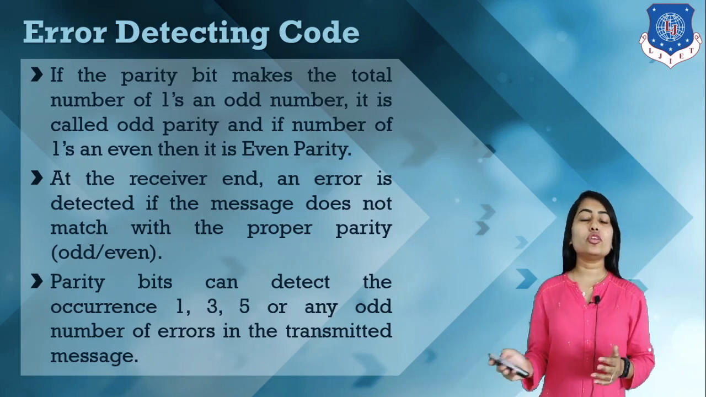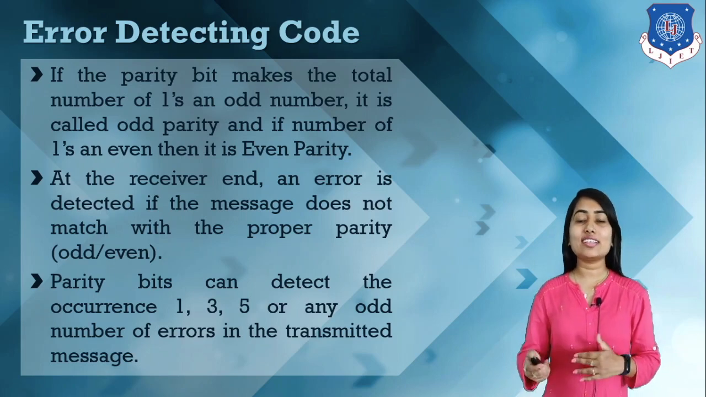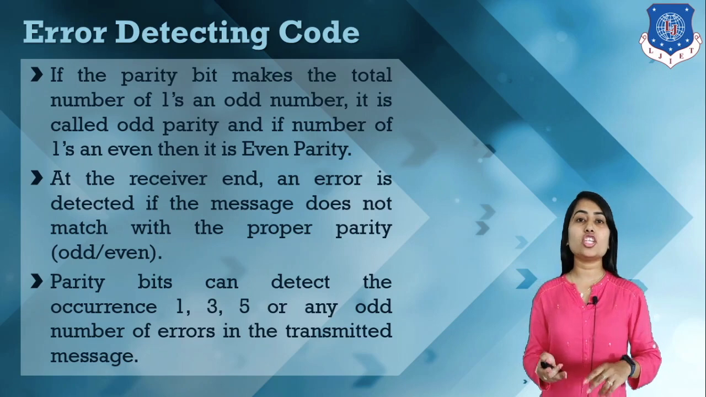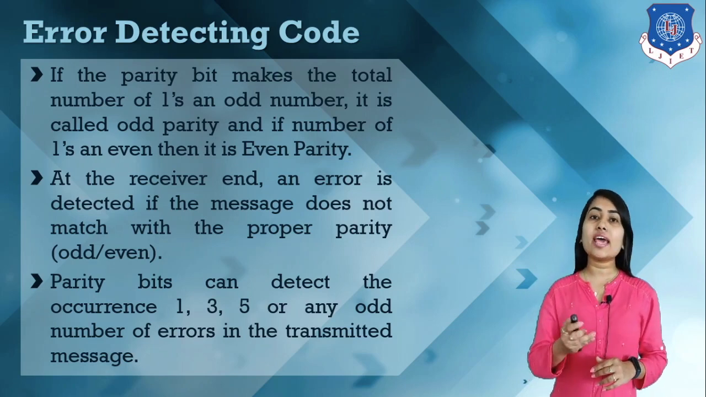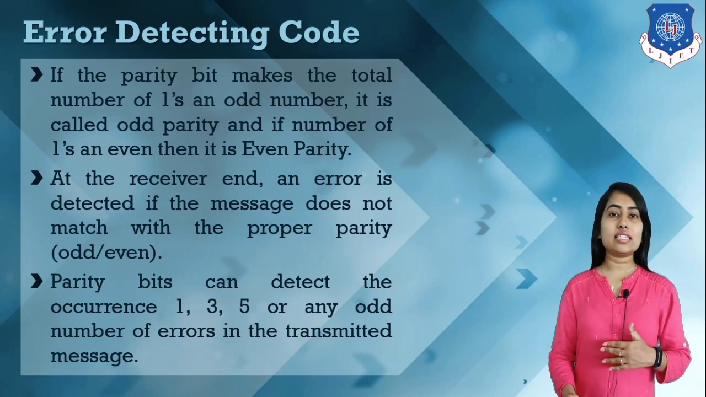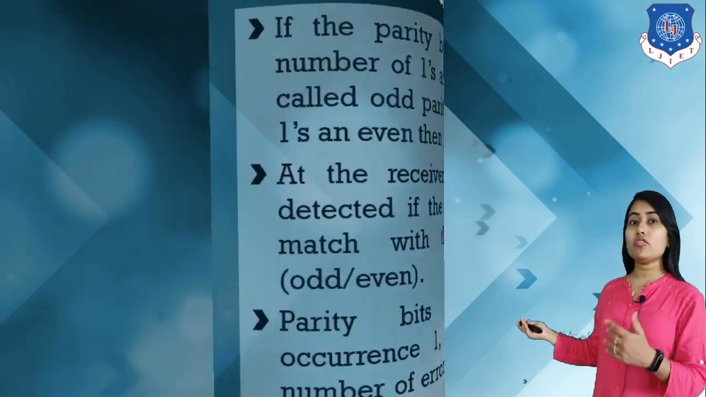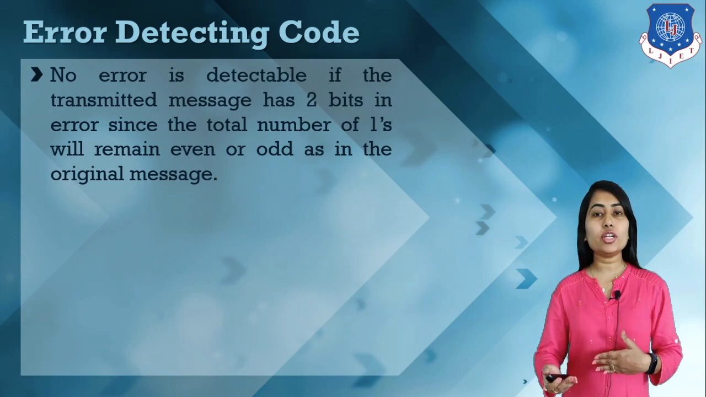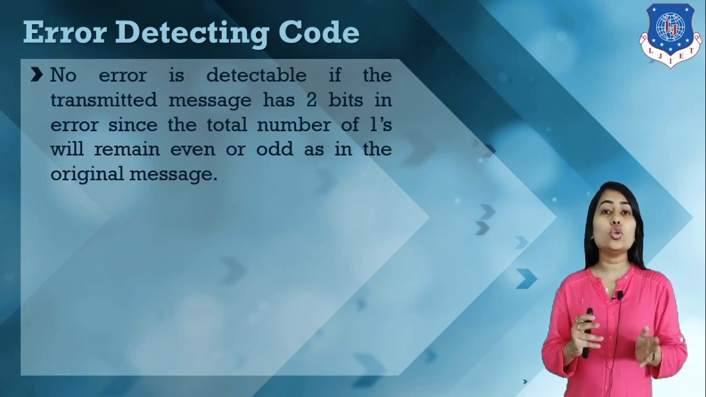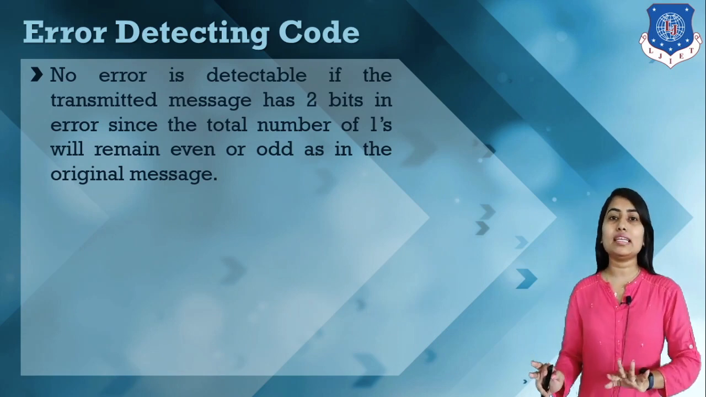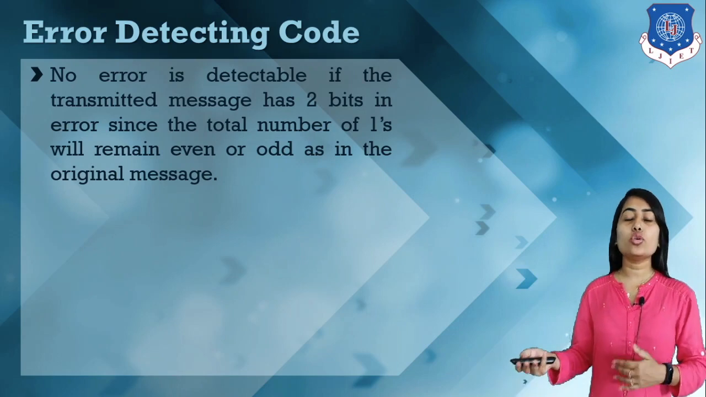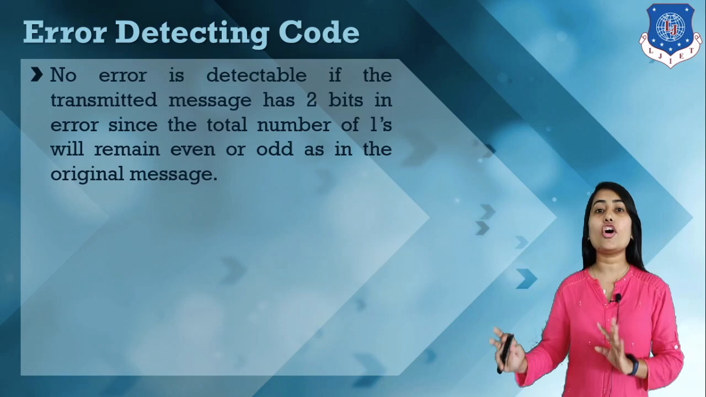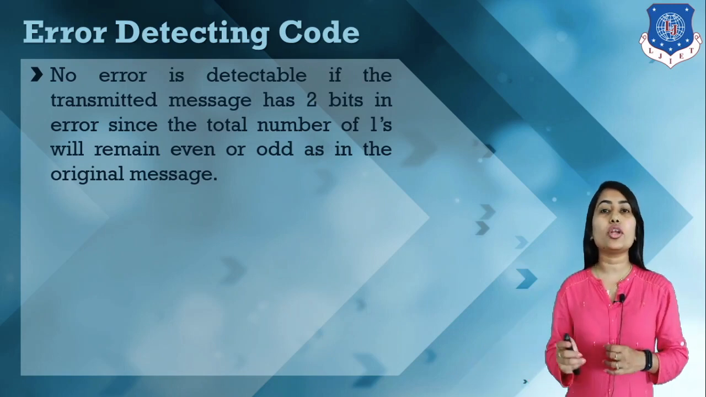Okay, so if we have an odd number of errors, that means we have a single-bit error, or a 3-bit change, or a 5-bit change, so using this error detecting code, the error is detected. But if we have an even number of errors, then there is no mismatch of parities at the receiver side, so it is difficult to identify whether an error occurred or not when we have an even number of errors.